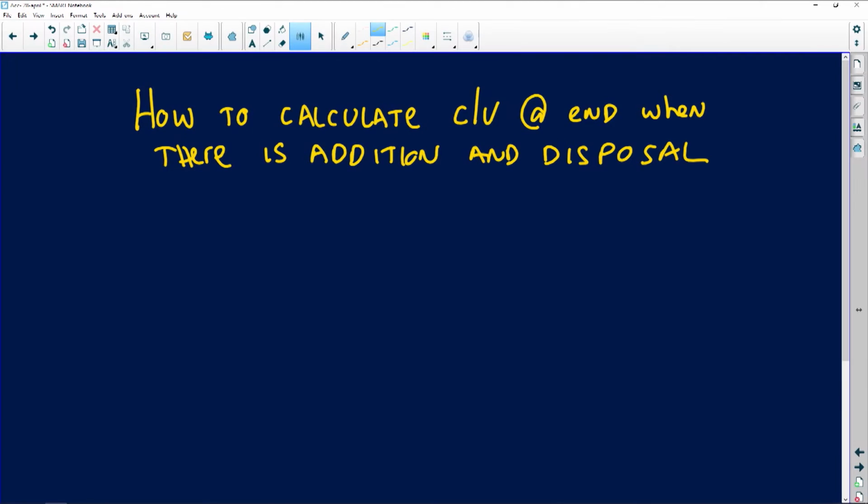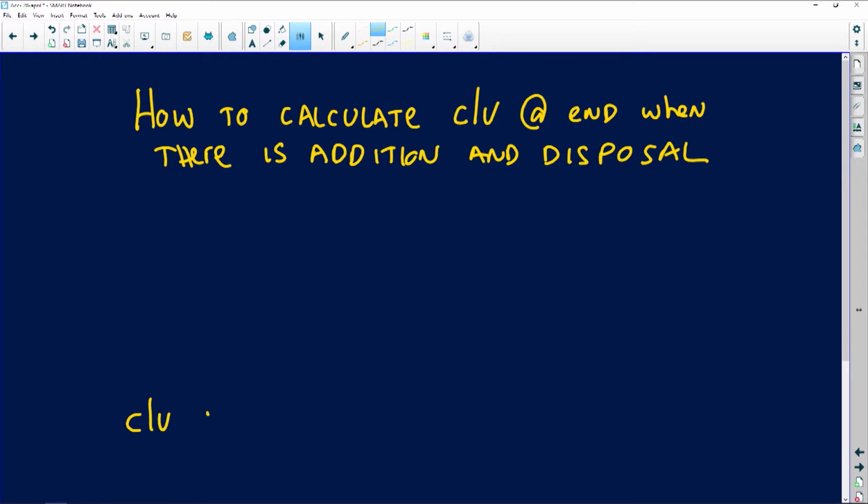Okay, so let's move on now to the next question. This was sent by Vuyo Shabalala, and the question that he or she wanted to know: how to calculate carrying value at the end of the year when there is addition and disposal. Right, so he is referring to your carrying value at the end of the year. That's what he is referring to.